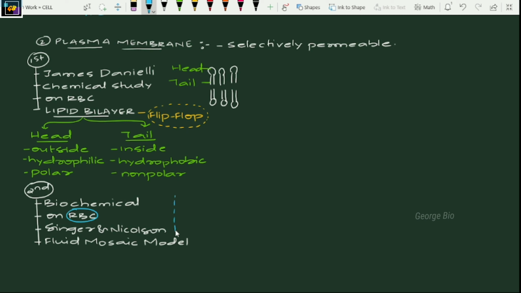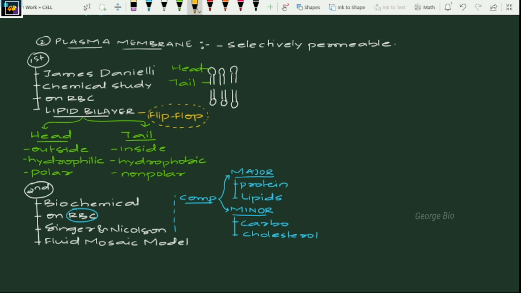If you look at the composition, it has two different categorizations. Major composition includes proteins and lipids. The major, or common, type of lipids present in the plasma membrane are phospholipids. Coming to the minor composition, it includes carbohydrates and cholesterol. These are the two categories of composition which make up the plasma membrane.